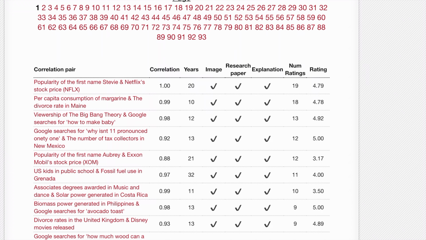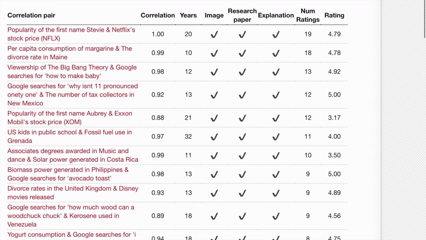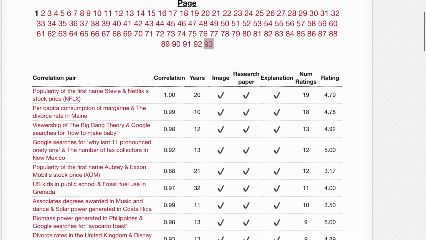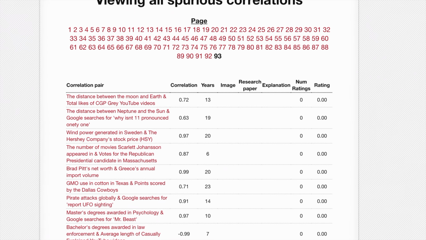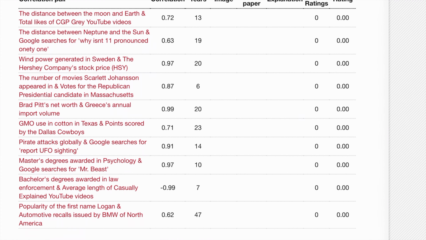Okay. Well, this kind of shows me. Here's a perfect correlation between the popularity of the first name Stevie and Netflix stock price. Just random stuff here. Viewership of The Big Bang Theory and Google searches of how to make a baby. If I go to the end, I probably should have read some of these before I started talking about them in class. That's fine though. There's a negative 0.99 between bachelor's degrees awarded in law enforcement and the average length of Casually Explained YouTube videos. There's almost a perfect negative correlation.